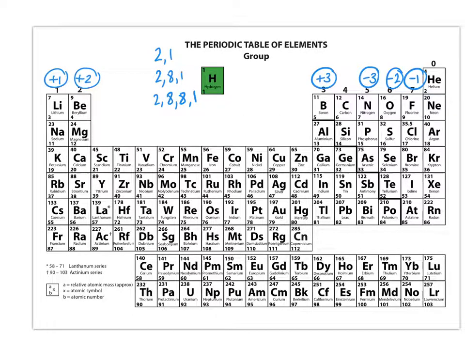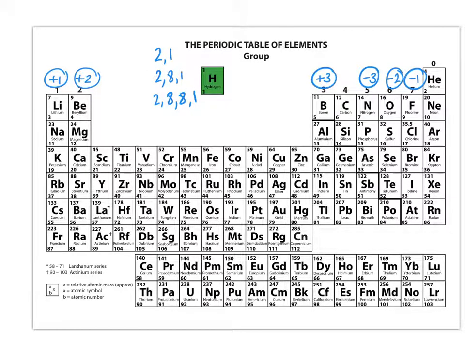Now we left group 4 out because they tend not to form ions, well, the ones near the top of the group anyway, they tend to share electrons. We'll come back to that in a later topic. And group 0 or group 8, they already have a full outer shell, so they do not form ions either.